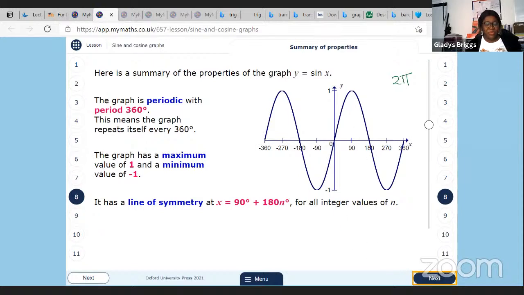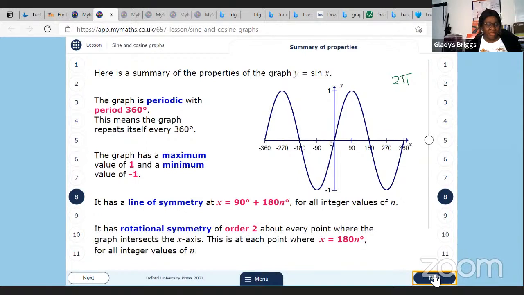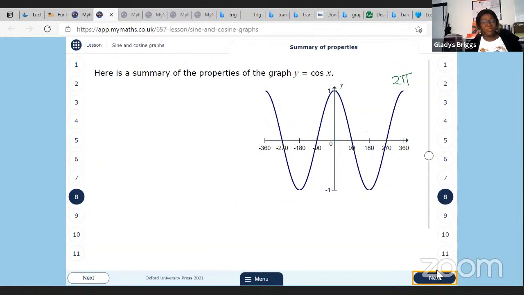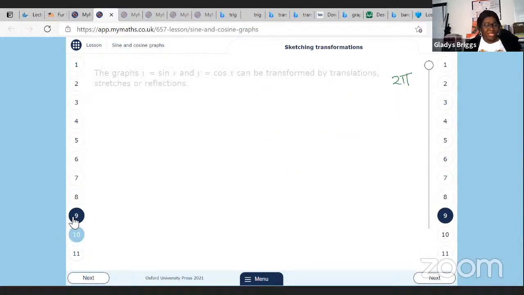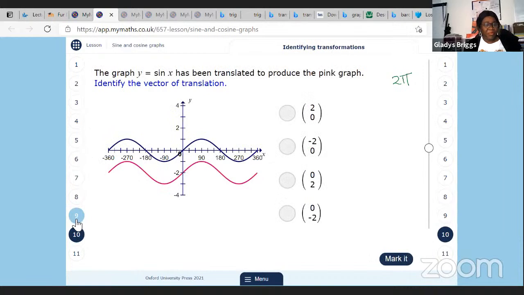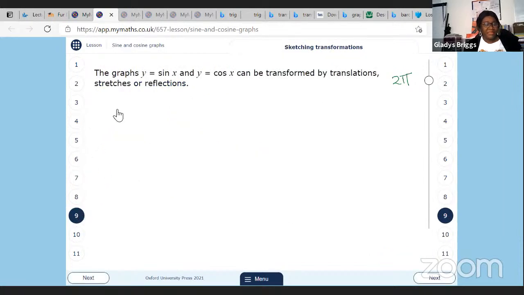90 degrees plus 180n for all integer values. It has a rotational symmetry of order 2. Well, you guys are not ready for those ones yet. I haven't taught you cosine x, so I'm going to leave that. Yeah, so y is equal to sine x can be transformed by translation, stretches, or reflections.